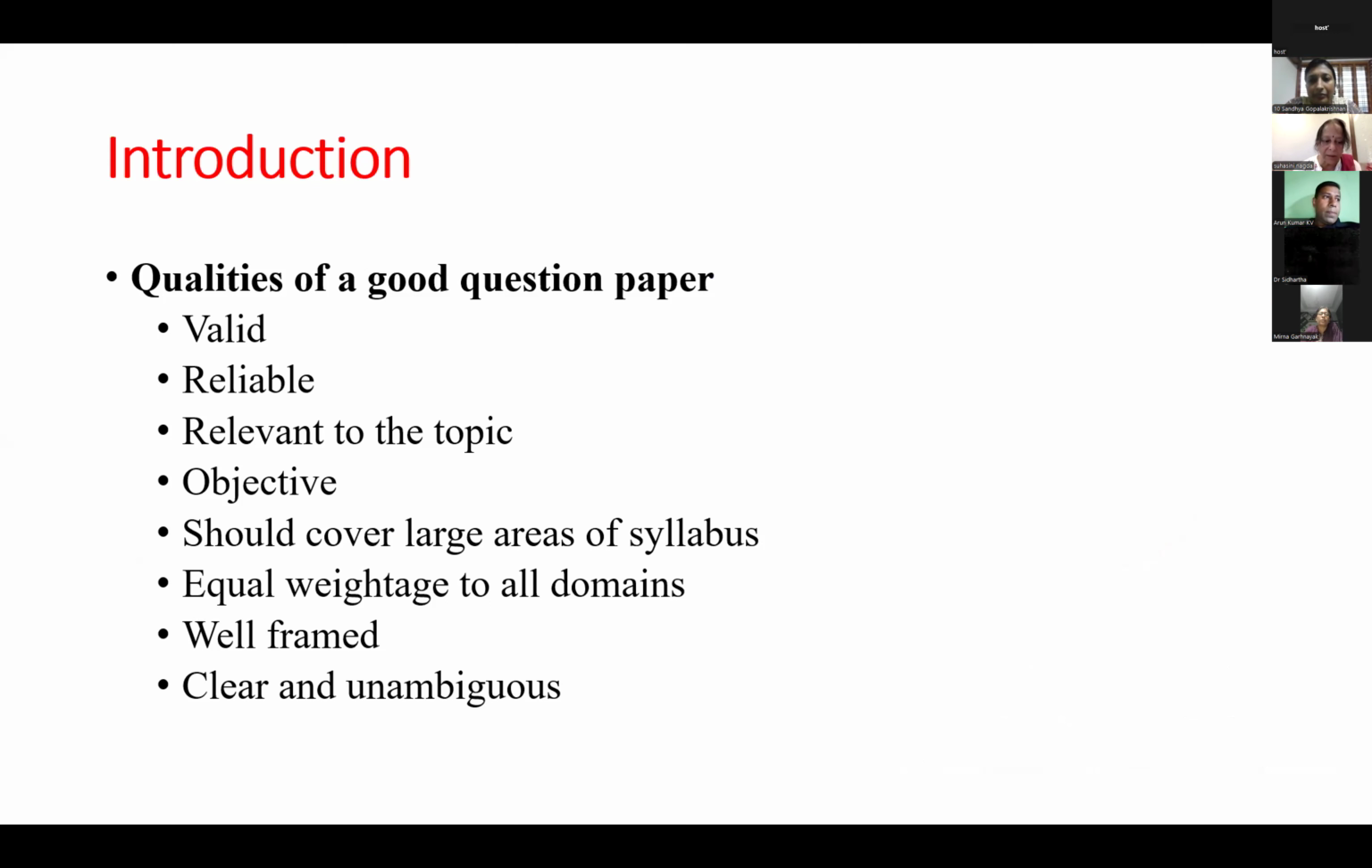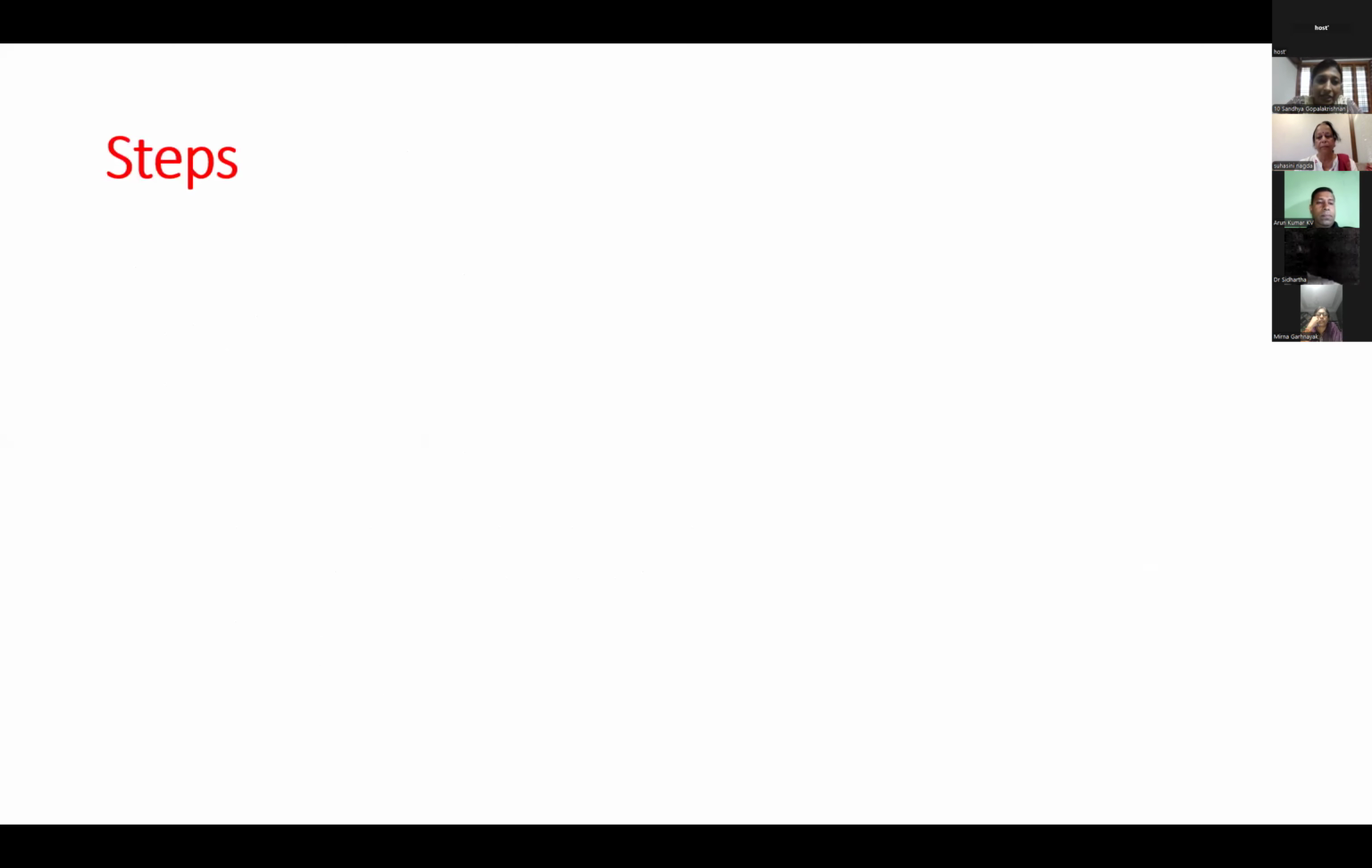So it is valid. There are certain qualities: it has to be valid, it has to be reliable, it should be relevant to the topic, it should be objective, it should cover large areas of the syllabus, it should give equal weightage to all domains, it should be well framed, clear and unambiguous. These qualities have already been discussed in earlier presentations.